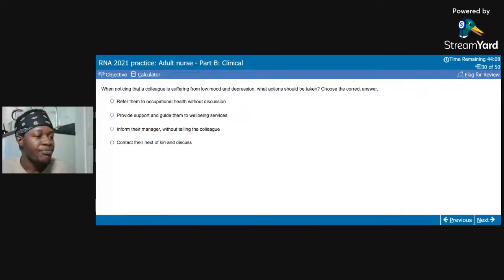To this question, before you go ahead and report or do this or do that, you need to speak with the person first. Let me see what our options are. To refer them to occupational health without discussion, no. Provide support and guide them to well-being services, yes. You can see how the options are like inform their manager without telling the colleague. No, no, no, you don't do that. Unfortunately, that is what happens, but you are not supposed to do that.